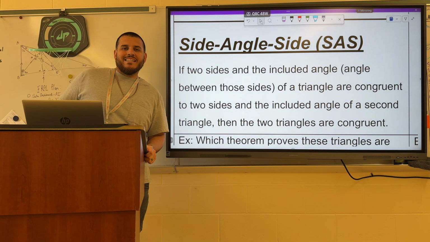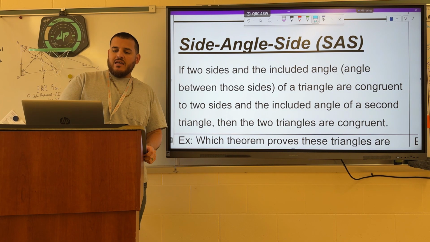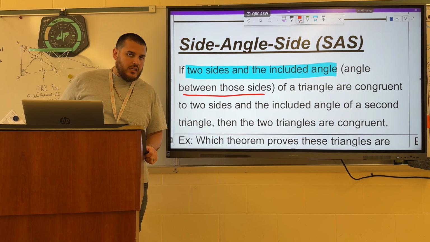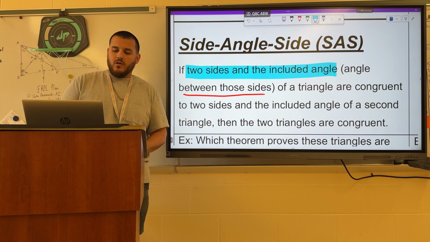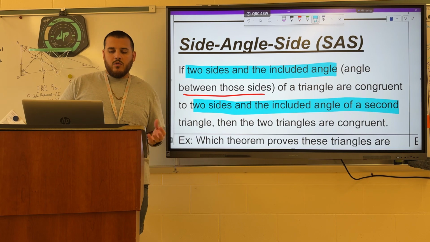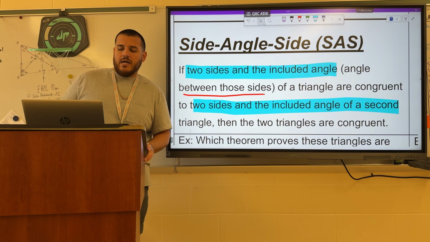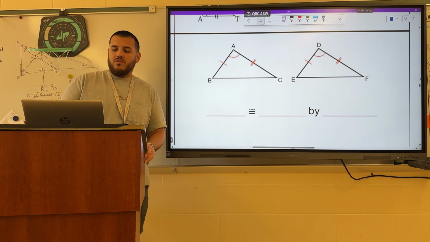Our next shortcut is the side-angle-side theorem. If we have two sides and the included angle, which would be the angle in between those congruent sides, and those are all congruent to two sides and the included angle of a second triangle, then they would be congruent by side, angle, side. So again, this is a very visual concept that we're learning here with these congruency theorems. Let's make sure we understand the visuals.